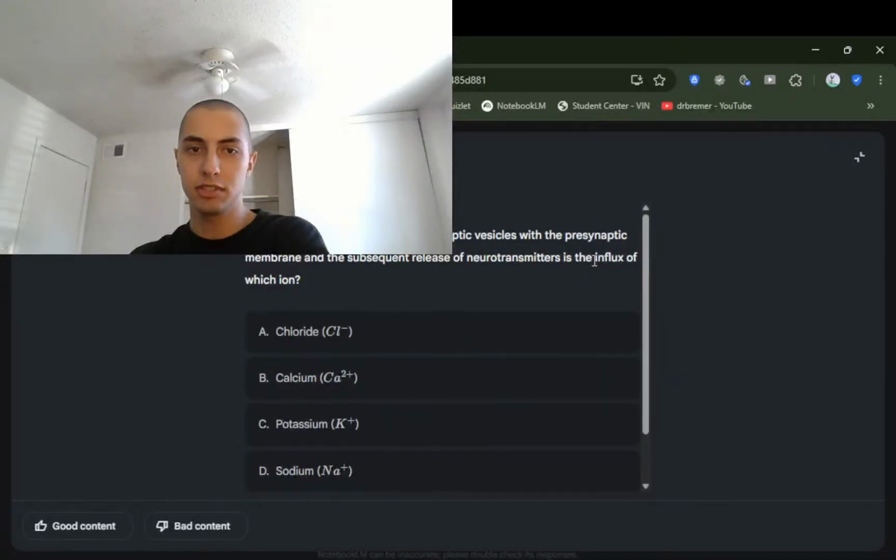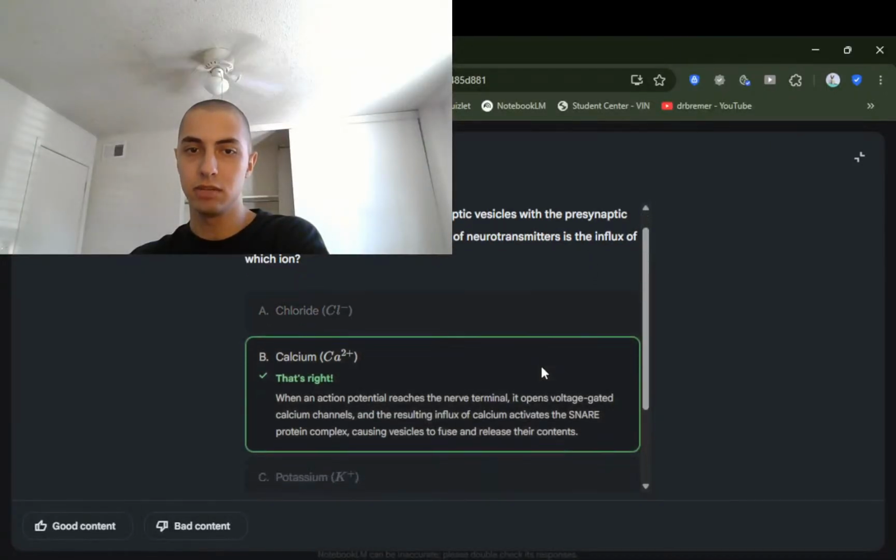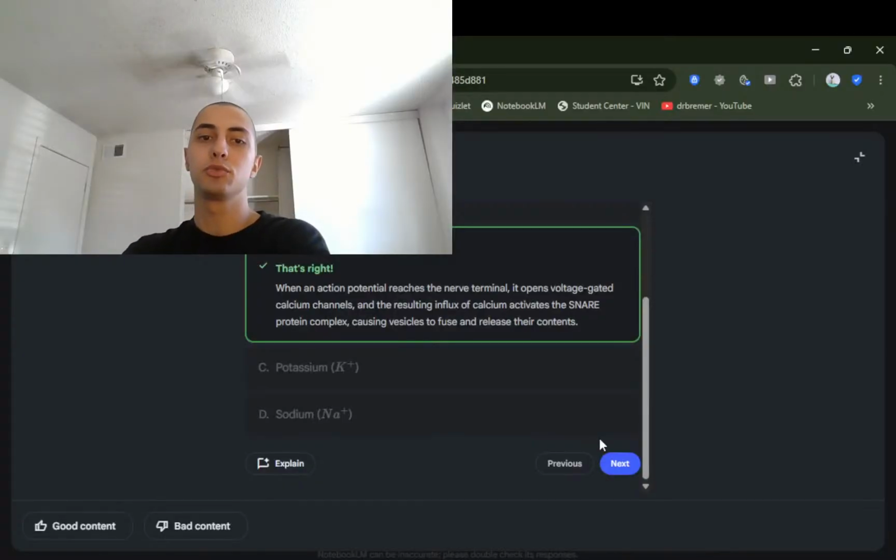A direct trigger for the fusion of synaptic vesicles with the presynaptic membrane and the subsequent release of neurotransmitters is the influx of which ion? I think it's calcium. Yep. When an action potential reaches the nerve terminal, it opens voltage-gated calcium channels, and the resulting influx of calcium activates the snare protein complex, causing vesicles to fuse and release their contents.